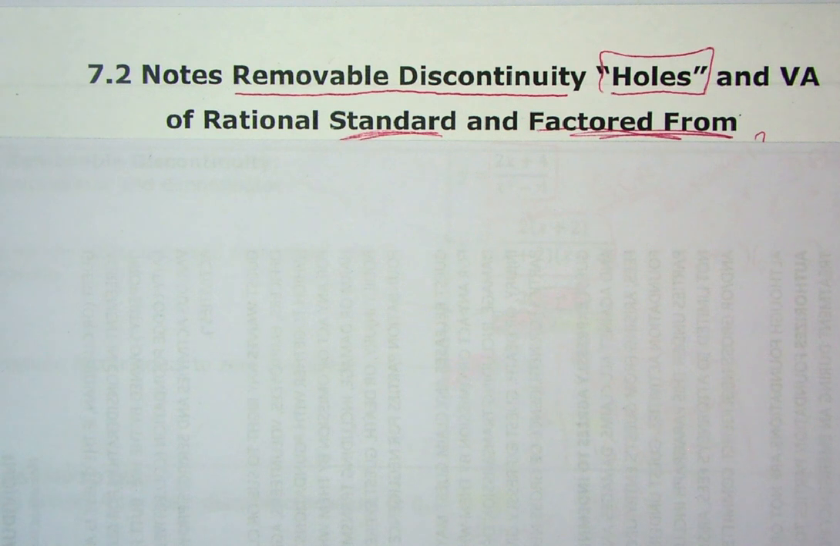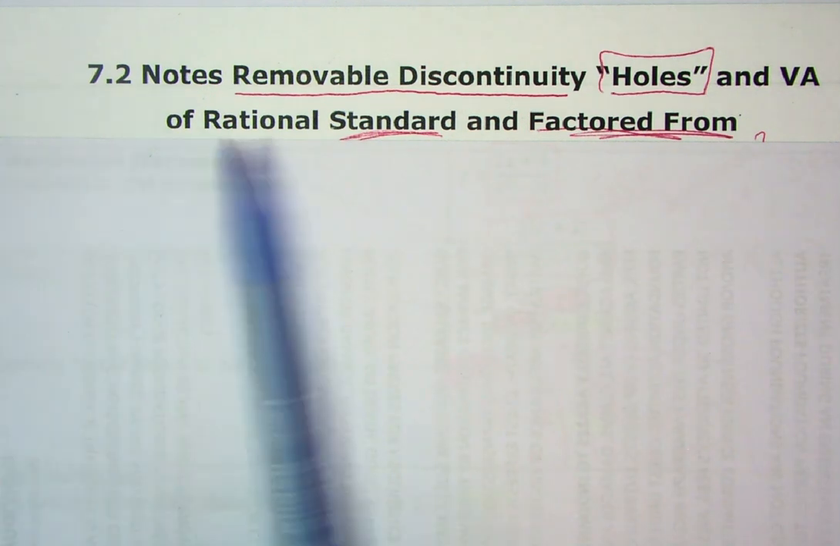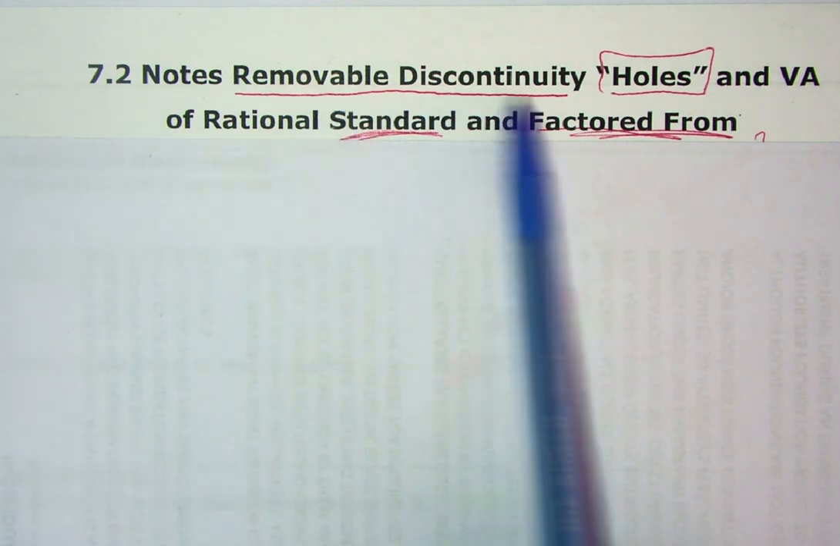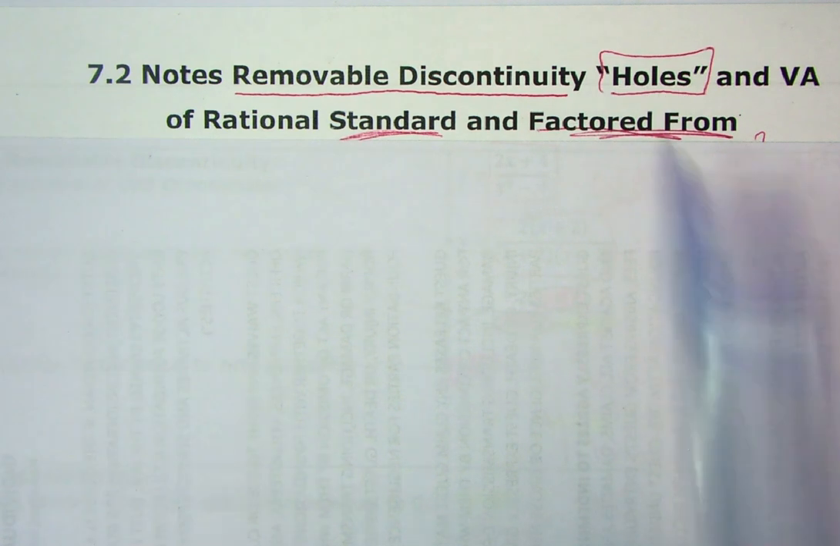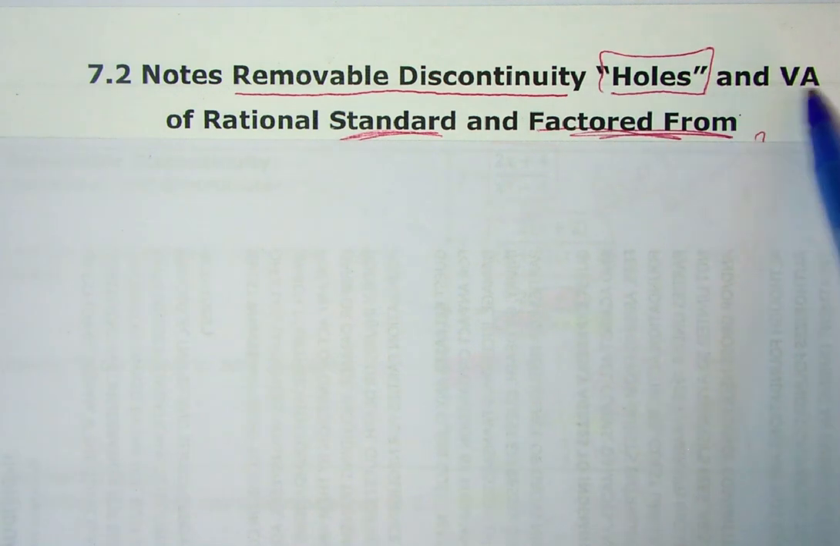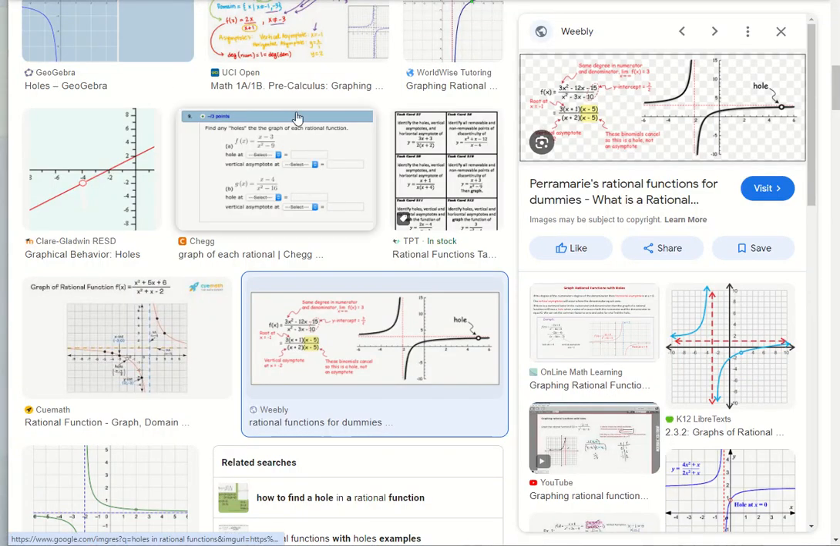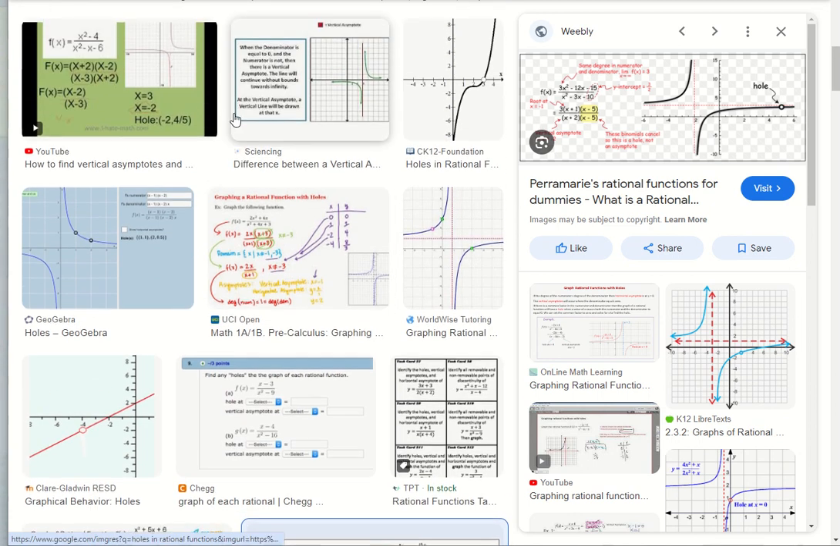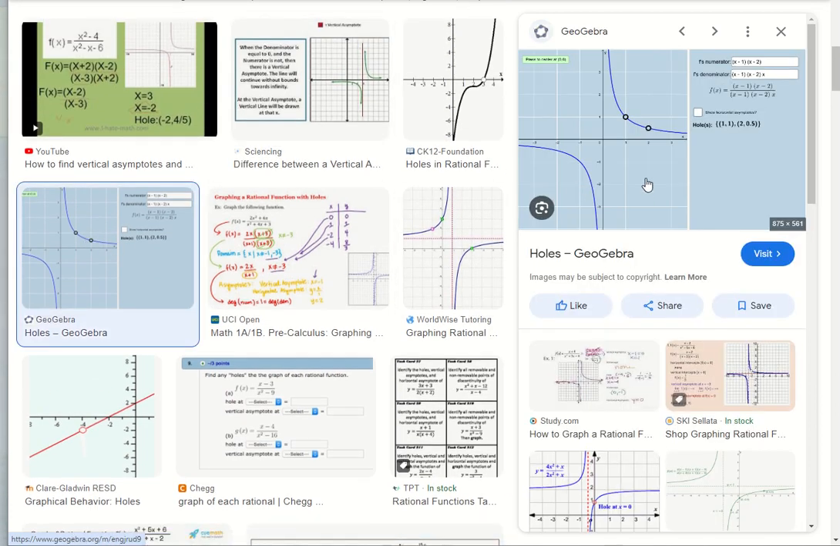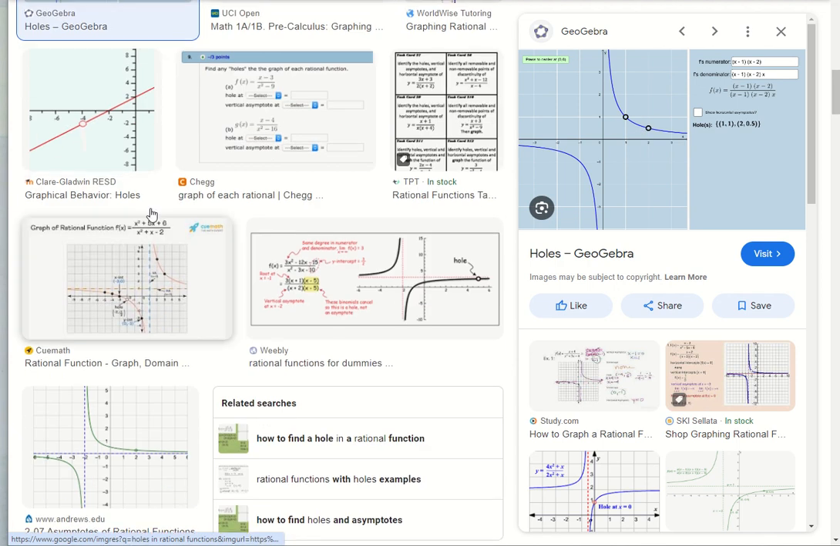In this video, I'm going to explain the notes of 7.2, which is about removable discontinuity, which are also known as the holes of a graph, and also about vertical asymptotes and how they could be found in the process. So just to give you a visual, I searched online what holes in rational functions look like. And if you notice, all these images just show the holes with little circles on graphs.